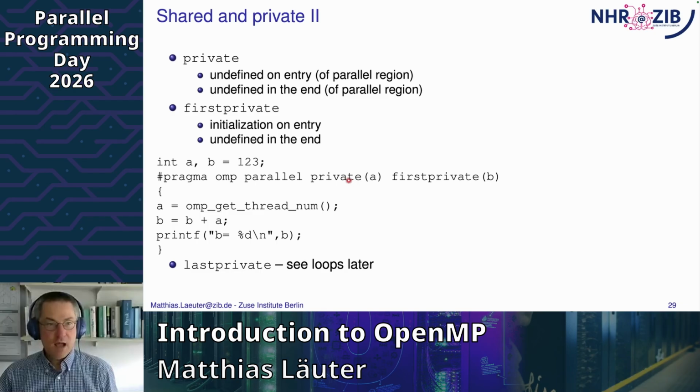If you just say private, then the initial value of A is undefined. If you say firstprivate, B is considered to be firstprivate, then B is private, it's not shared anymore, but its initial value is well defined. So firstprivate is private with a good initialization. What happens in the background is that this variable is copied to a local version. That's why, of course, you can read and write to B, because it's private. And lastprivate is a statement you can see in loops. We will see it later.